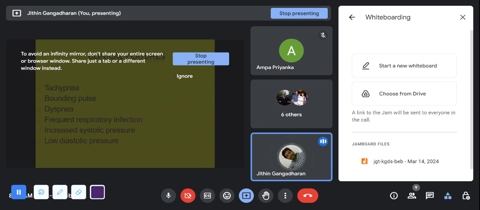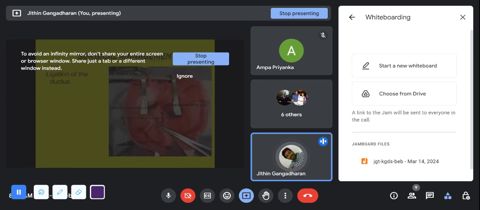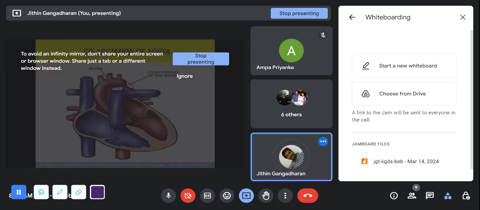Now you know that again, same clinical features, same diagnosis, same complications. So ASD, VSD, PDA: if you study one thing properly, you can understand the three things. We have opened a heart which shows the patent ductus arteriosus. This is a small thing. We'll just ligate it.